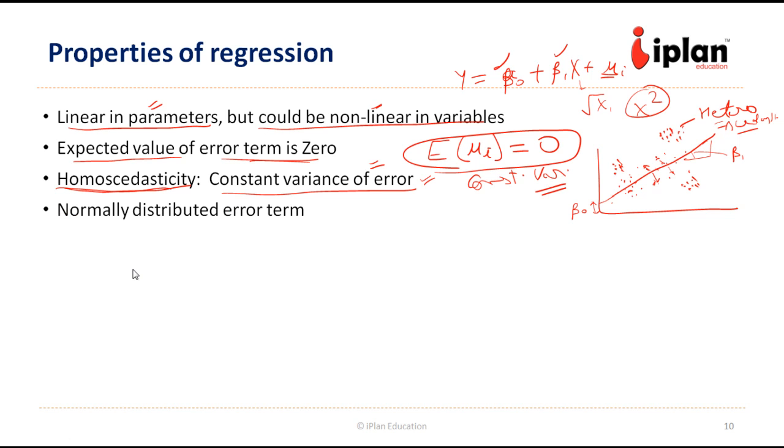The next assumption is that the error term is normally distributed. That is another assumption. The error term is normally distributed.